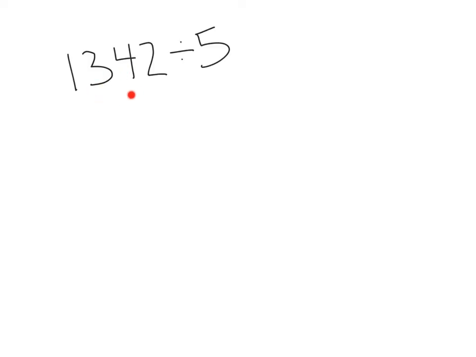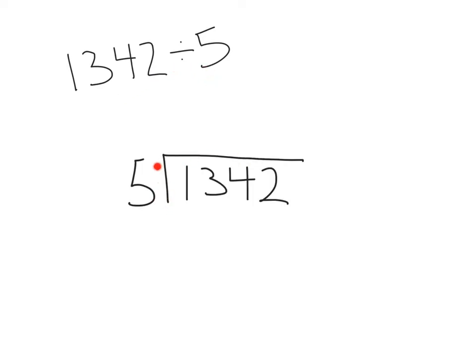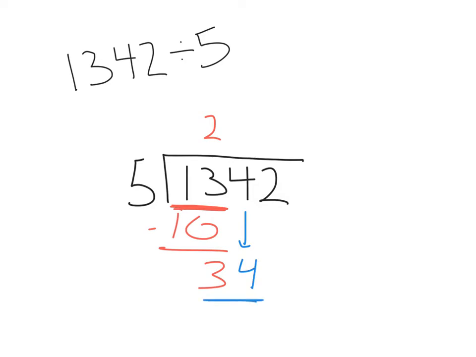You would have something like 1,342 divided by 5. You could rewrite it using one of these funny little house things. How many times was 5 going into 13? Well, that would be 2. Multiply 2 times 5 is 10. Subtract. Then we'd bring down the 4. How many times can 5 go into 34? That would be 6. 6 times 5 is 30. Subtract. And this process would keep going until you got your answer.